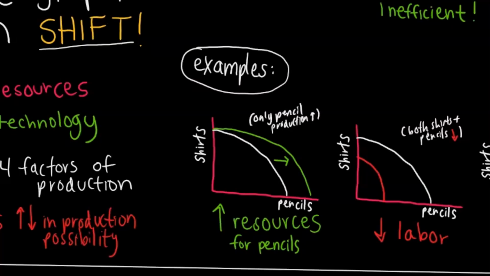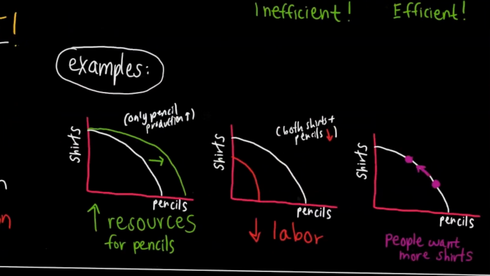If we have an increase in resources specifically for pencils, that means we're getting more graphite, wood, and stuff like that instead of fabrics. If fabrics don't increase, or the wool or whatever for shirts, the production possibility for shirts stays exactly the same.